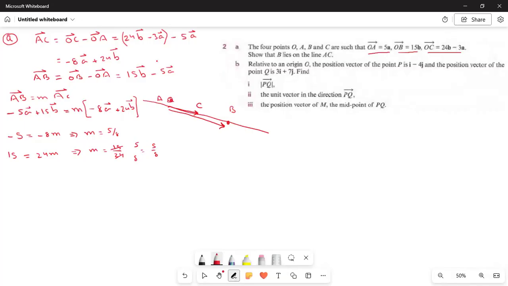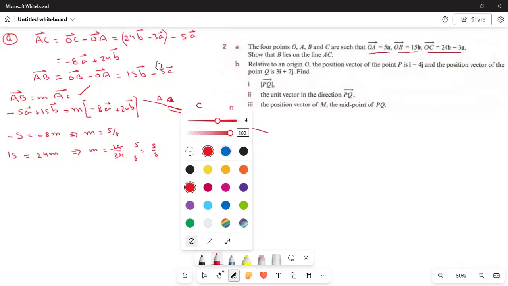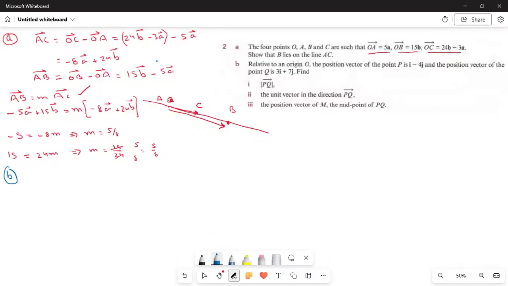So it is true that 5/8 of AC is equal to AB. It means this point B lies on the line AC. I hope it's clear. I hope you understand the logic behind it. Now let's do part B of the question.